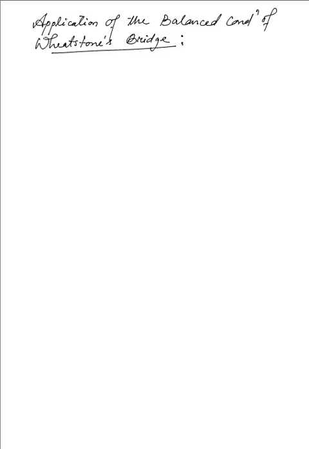the meter bridge. Now, let me first draw the circuit for the Wheatstone's bridge, and then we'll look at how it gets converted, or how it sets itself, in the case of a meter bridge. Now, this is essentially what the Wheatstone's bridge circuit looks like. It has a certain resistance.